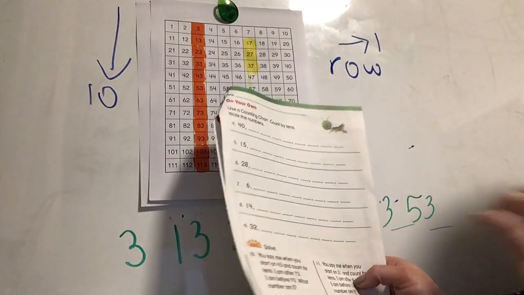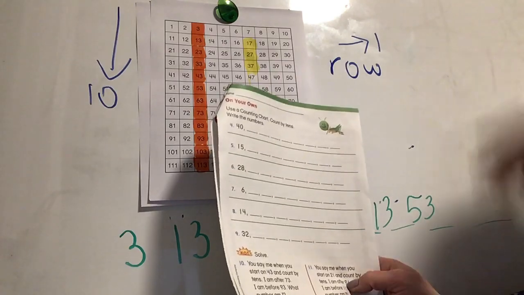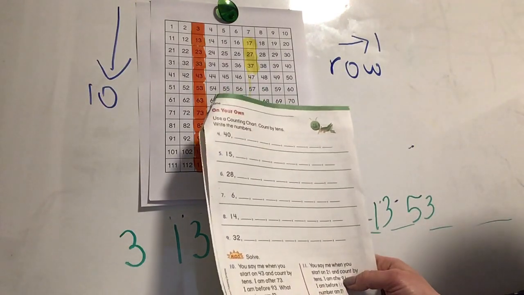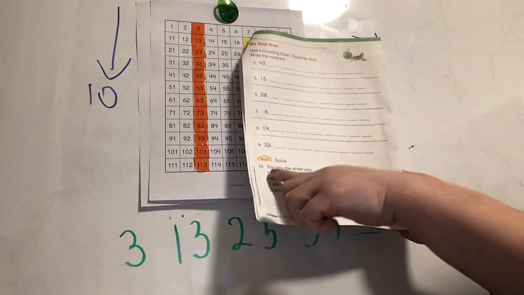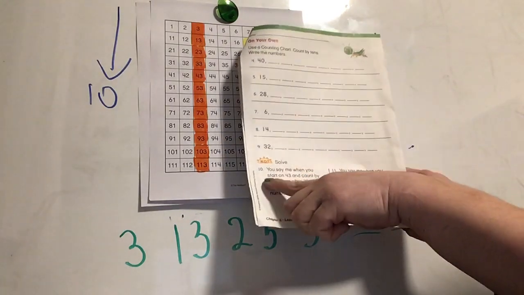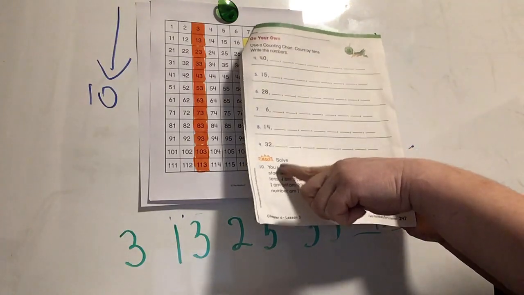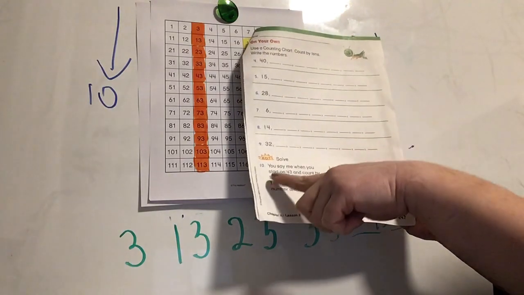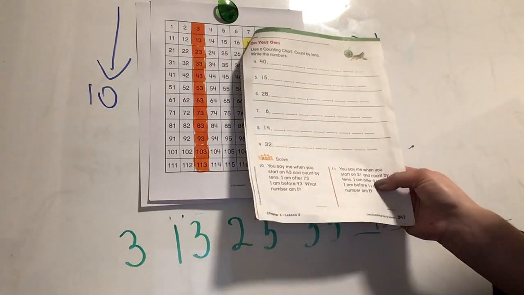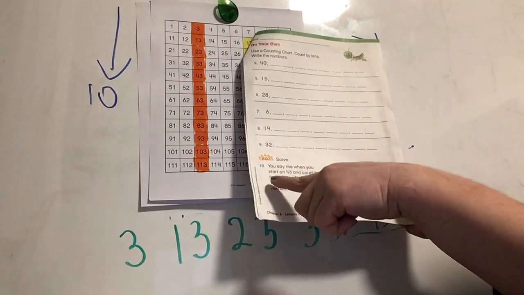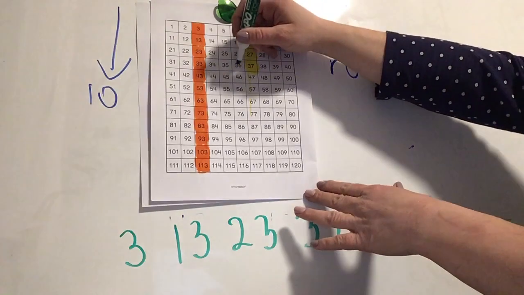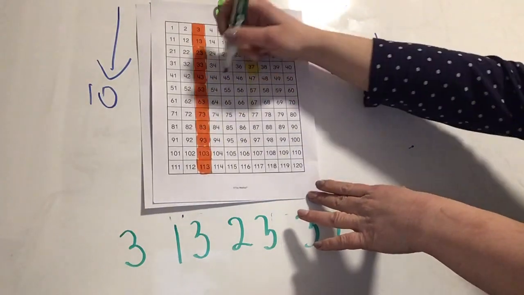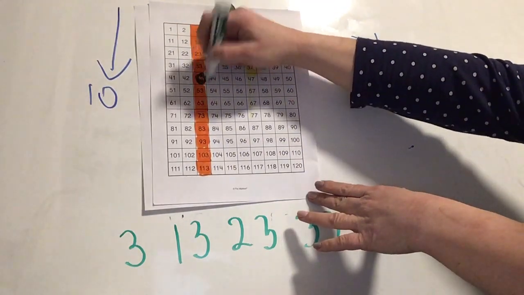Because Mrs. K cannot wait for you guys, I have to move on. I'm going to talk about the hot problem, and I want you guys to pay attention. So let's read it. Solve. It says to start on 43. So I need to start on 43 and count by tens. So if I start on 43, where's my 43? Oh, right here. 43.